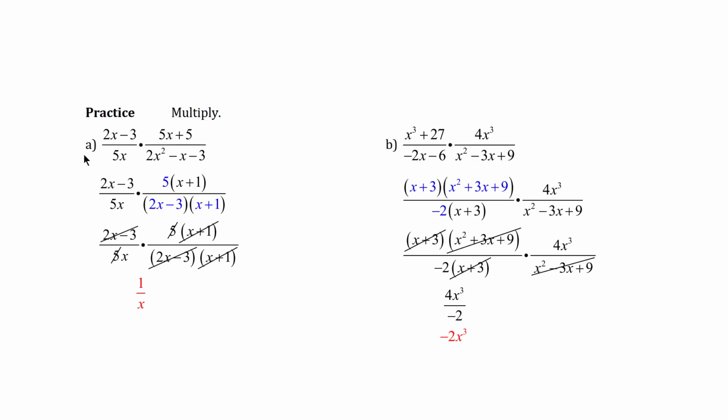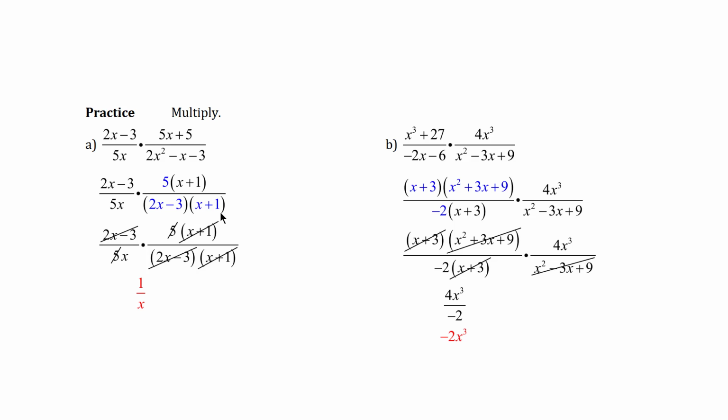Alright, so let's go over part A. So what we need to do here is factor out a common factor of 5 on the numerator, and then factor the trinomial 2x squared minus x minus 3 on the denominator, and then we could bring down the rest of the terms. The result is 2x minus 3 divided by 5x times 5 times parentheses x plus 1 divided by parentheses 2x minus 3 times parentheses x plus 1.